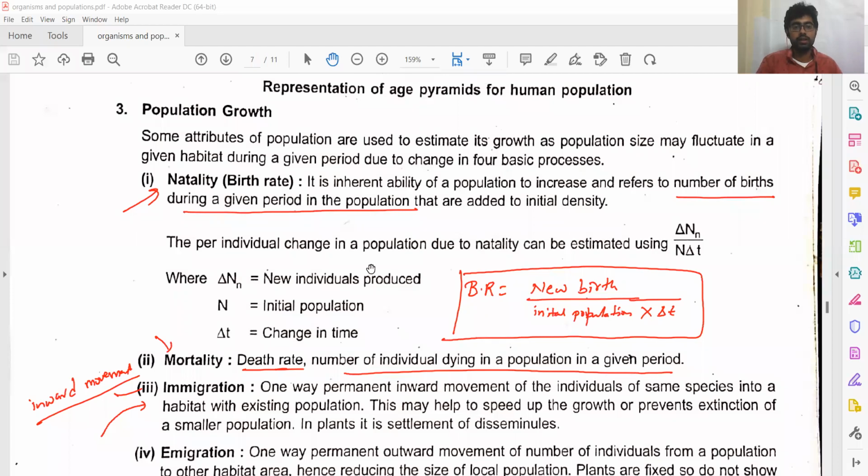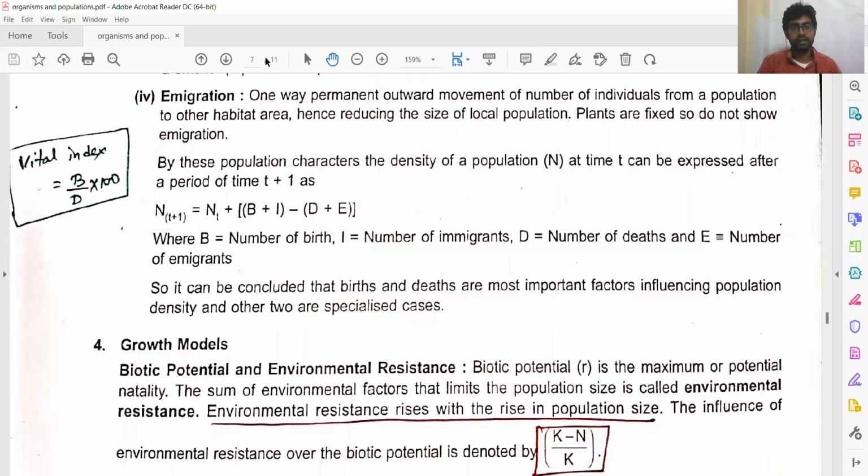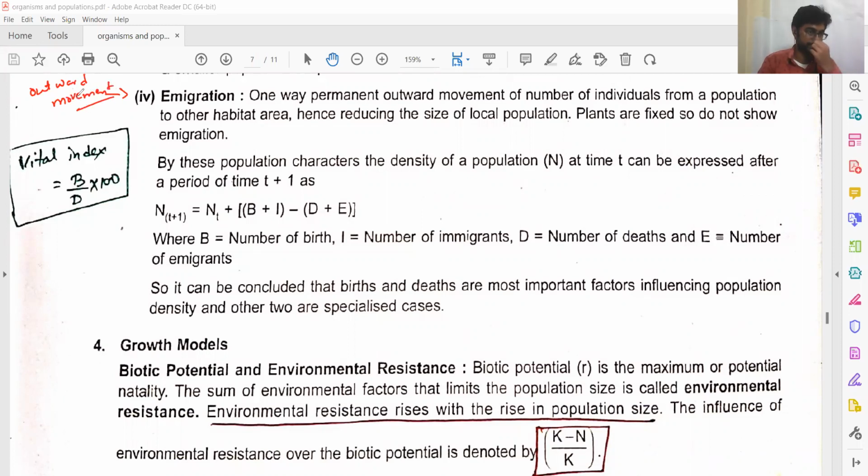Okay. In the same way, emigration is outward movement. Outward movement, people are going outside. Okay. Now again, a term vital index, it is sometimes asked in NEET only. It will not be asked in either CBSE or in Bihar board, but in NEET. And yes, I guess I can see one more formula which is very important.